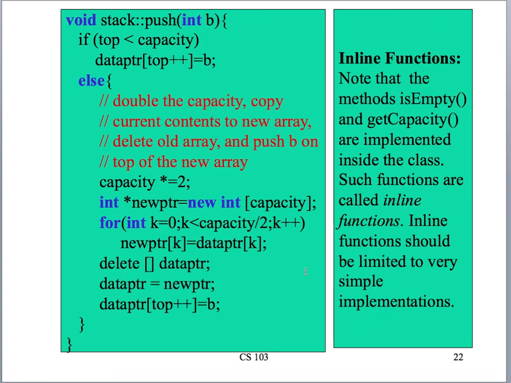Now, push changes a little bit because now when I'm adding something, I need to check to see if I'm still less than the capacity. So if top is less than the capacity, then I'll just go ahead and push it on there. Otherwise, I need to double the capacity in this case. So I'm going to set capacity times equal to 2, allocate new space, copy everything over, delete the old space, and then assign the new pointer to my permanent pointer that I've been using. And then I can add the value to it.